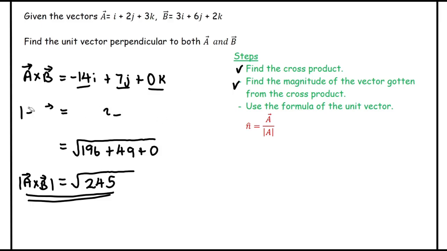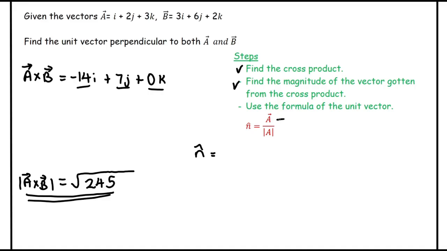Let's erase this. We need to use this formula. Unit vector is the vector in question. The vector here in this case is negative 14i plus 7j. Now we can ignore the 0k because 0 multiplied by k will be 0. So we divide this by the magnitude, which is the square root of 245.